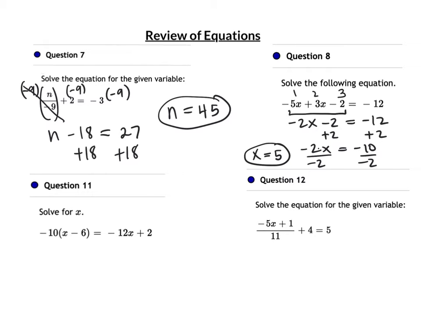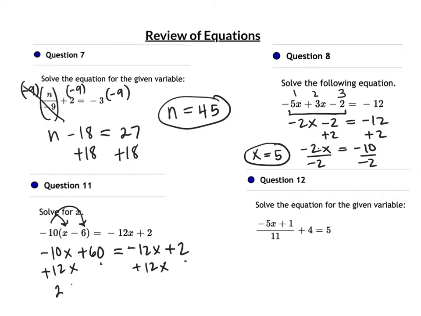Question 11 has the distributive property as well as variables on both sides. I'm going to take -10 to both. -10 times x, hey, that's -10x. -10 times -6: 2 negatives make a positive, that's +60. At this point, often I see students try to eliminate one of these numbers, the 60 or the 2, the constant, but you're much better off eliminating the variables. Get rid of one of your variables. In this case, you could either add 10x or add 12x, but I'd probably add 12x because I like to keep things positive. Negative 10 plus positive 12 is positive 2x.